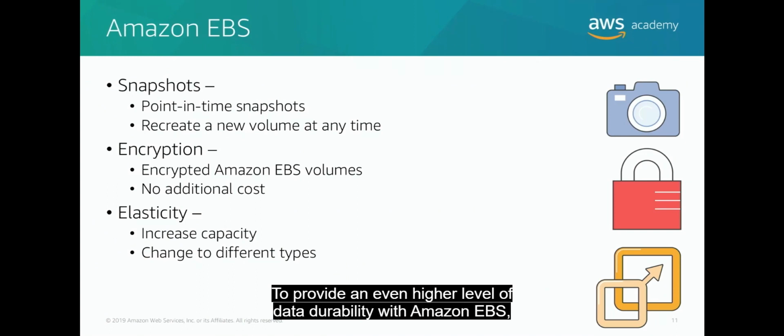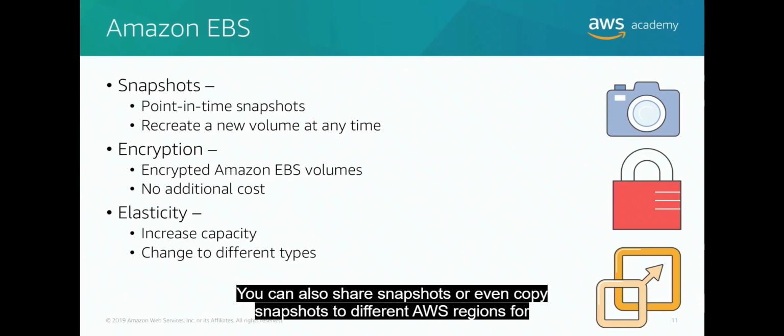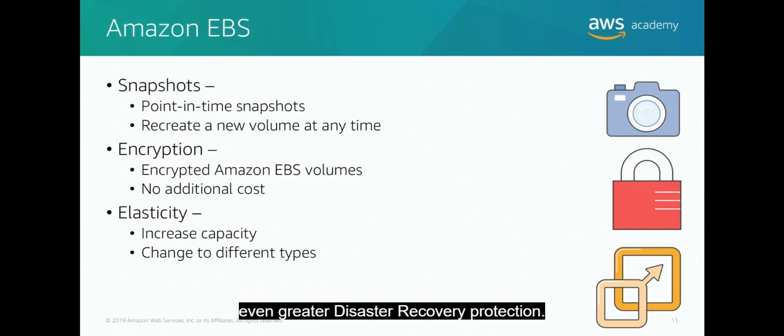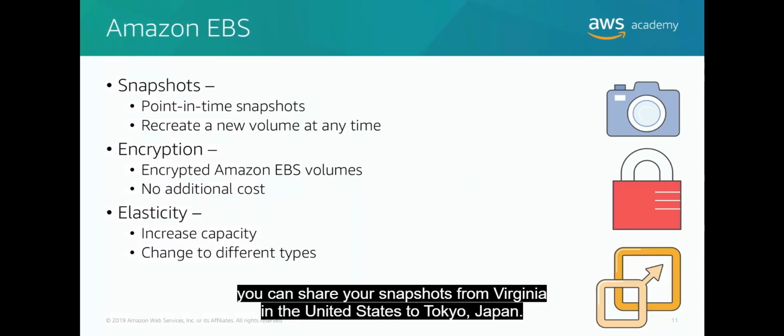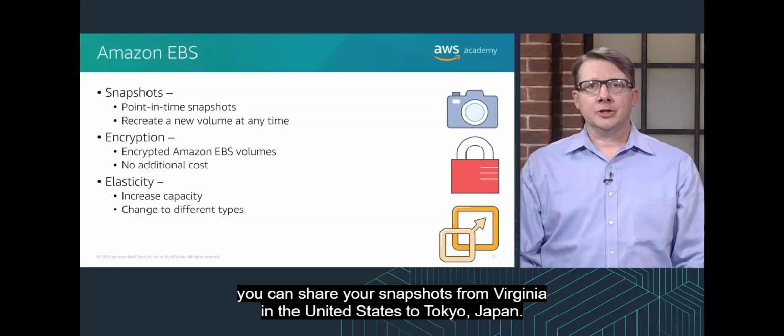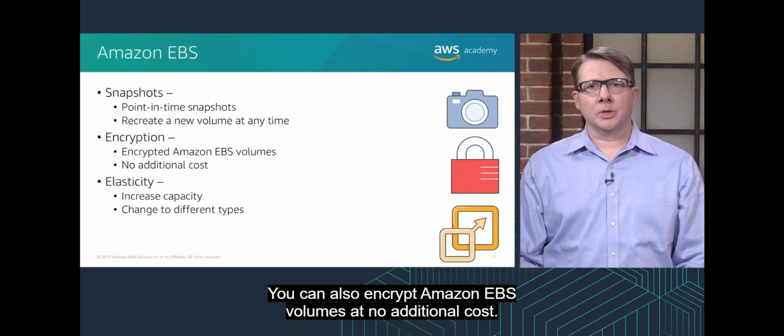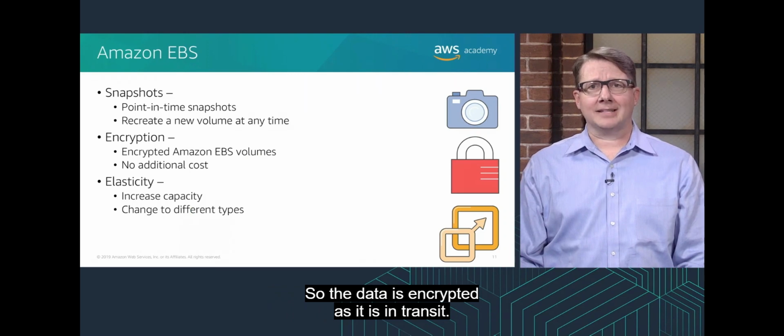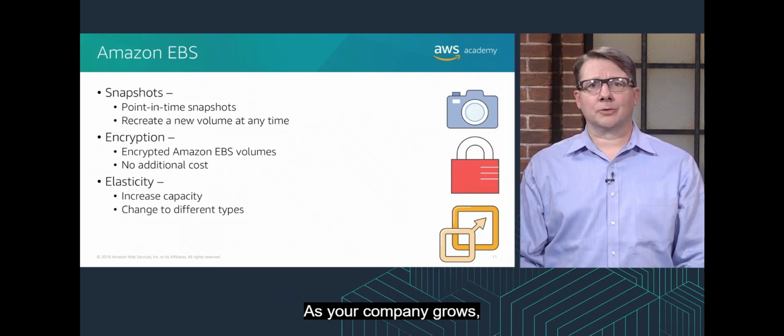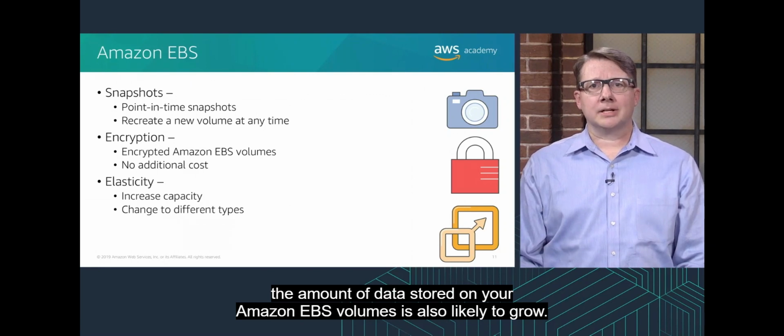To provide an even higher level of data durability, with Amazon EBS, you can create point-in-time snapshots of your volumes, and you can recreate a new volume from a snapshot at any time. You can also share snapshots or even copy snapshots to different AWS Regions for even greater disaster recovery protection. For example, you can share your snapshots from Virginia in the United States to Tokyo, Japan. You can also encrypt Amazon EBS volumes at no additional cost, so the data is encrypted as it is in transit.